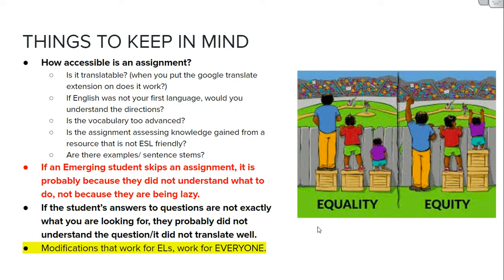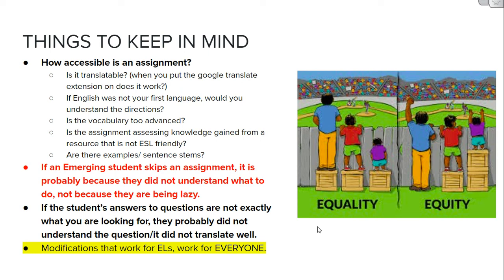If English was not your first language, would you be able to understand those directions? Is the vocabulary too advanced? If you're not sure about that, you can ask Danielle or me. Is the assignment assessing knowledge gained from a resource that is not ESL friendly? Was the Lexile level way too high for that student to be able to access? Were there examples and sentence stems? The best thing to do with these students is to model and give examples. When in doubt, give a model, a picture, and an example.